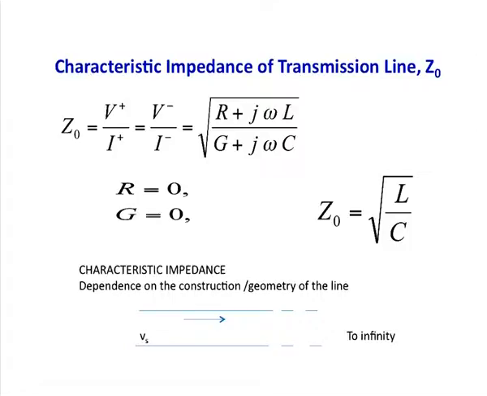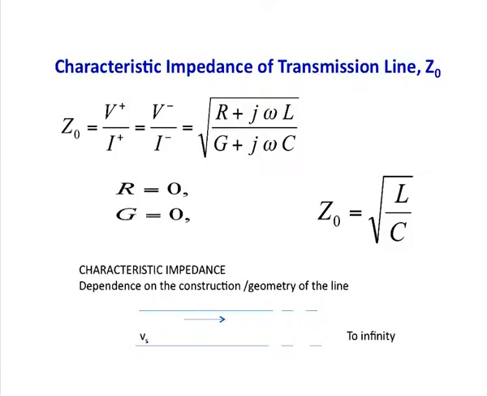Z0, the characteristic impedance, in terms of the primary constants of the line. So, Z0 again depends upon the physical structure of the line, and when the line is lossless, R and G are 0, the characteristic impedance is given by the under root of L by C, and it depends upon the self inductance and capacitance of the line.